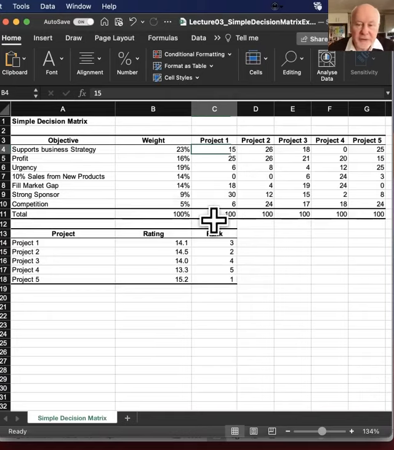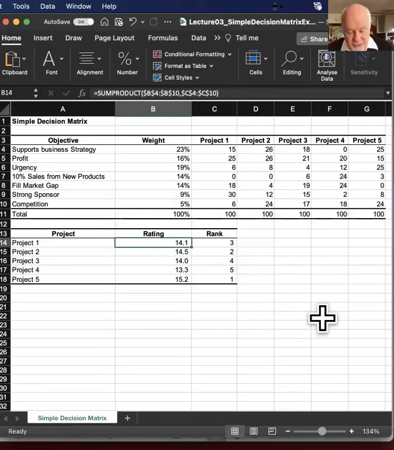And then what you do is a calculation. So the way the calculation works is, for each project, each alternative, we multiply the weight for an objective by the rating that the project gets for that objective, and we just keep repeating that and we add them all up. I'll show this to you.